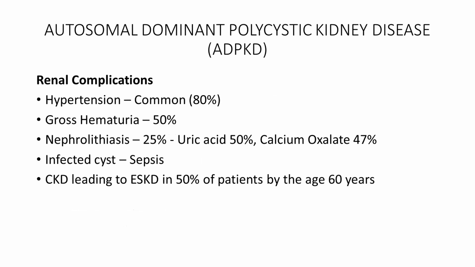The renal complications include hypertension, which is common in 80% of the cases. Gross hematuria can occur in 50% of the cases because of cyst rupture. Stone disease is quite common because of stasis, resulting in uric acid stone or calcium oxalate stone almost equally. Cysts can get infected, resulting in sepsis, and chronic kidney disease leads to end-stage kidney disease in 50% of the patients by the age they reach 60 years.